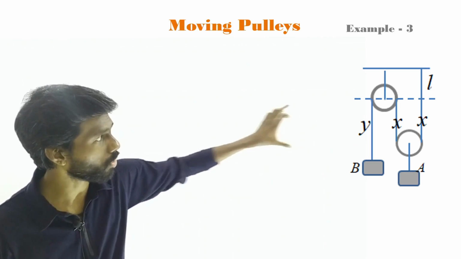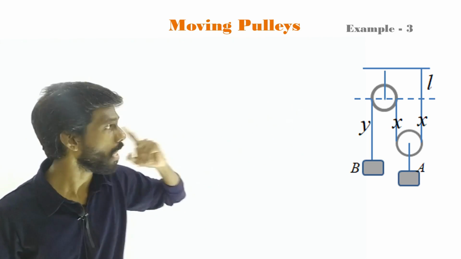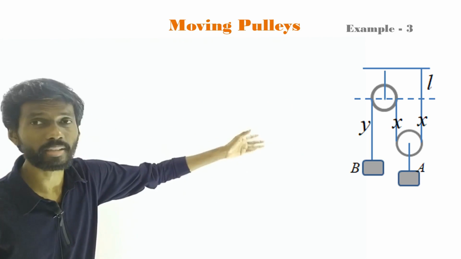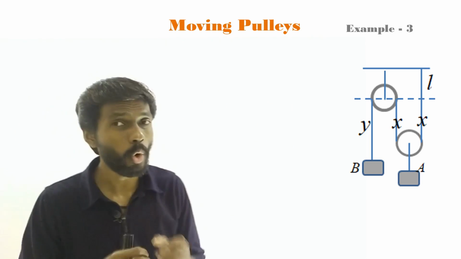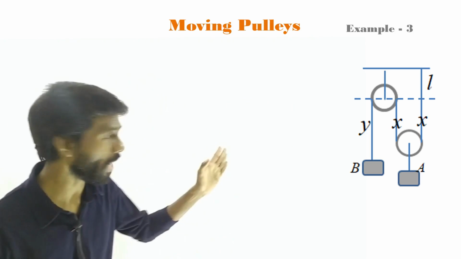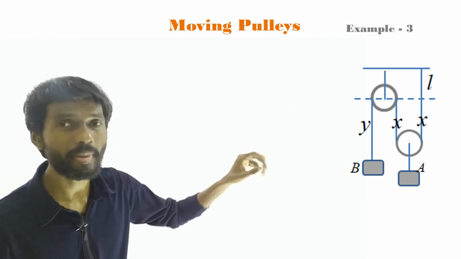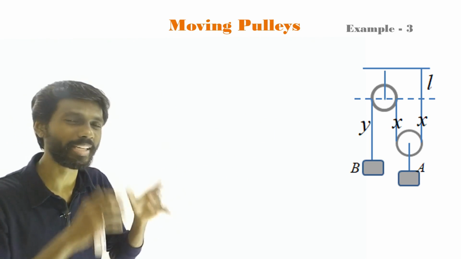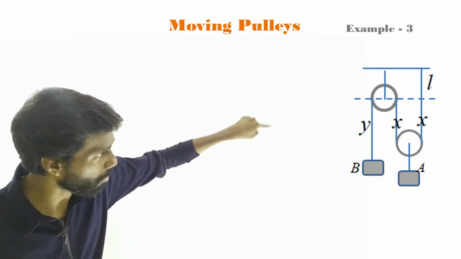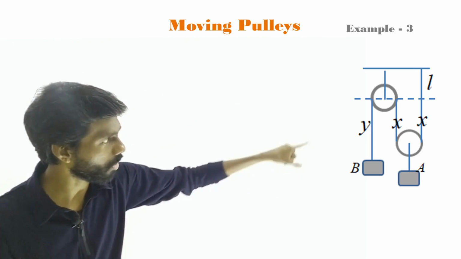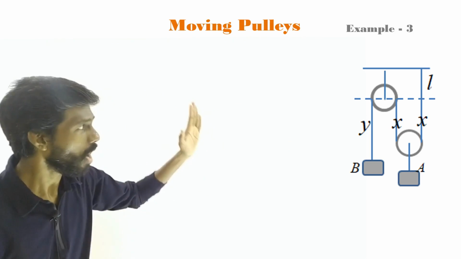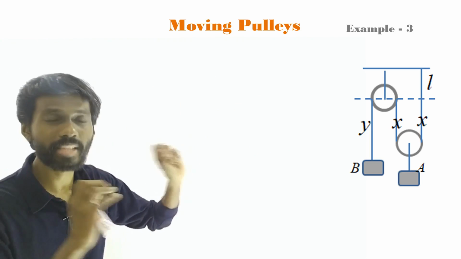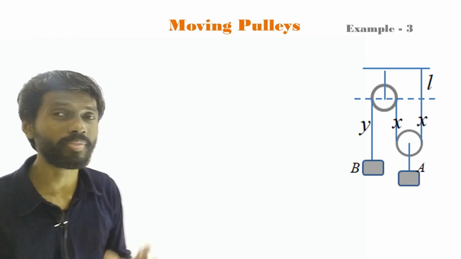That means that side also, parallel, is x, so x plus x, and also this portion of the string has length y. So the total length of the string is y plus x plus x plus L. The curved part around the pulley is not considered, because anyway that is going to be constant. So y plus x plus x plus L is the total length of the string.